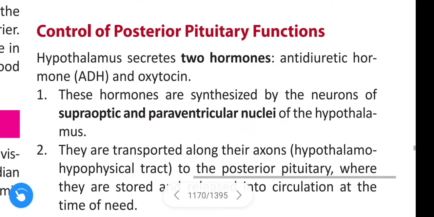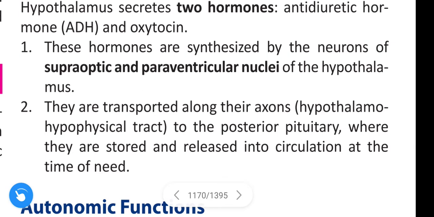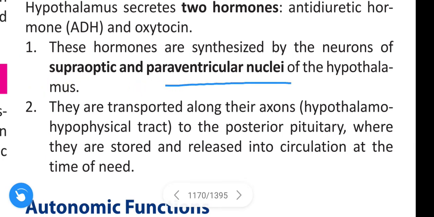See once again, control of posterior pituitary function. Hypothalamus secretes two hormones, antidiuretic hormone and oxytocin. Antidiuretic hormone, also called vasopressin. These hormones are synthesized by neurons of supraoptic and paraventricular nuclei of hypothalamus. Remember this, supraoptic and paraventricular nuclei that synthesize antidiuretic hormone and oxytocin. They are transported along their axons, the hypothalamo-hypophyseal tract, to the posterior pituitary. In posterior pituitary, they are stored and released into circulation at the time of need.